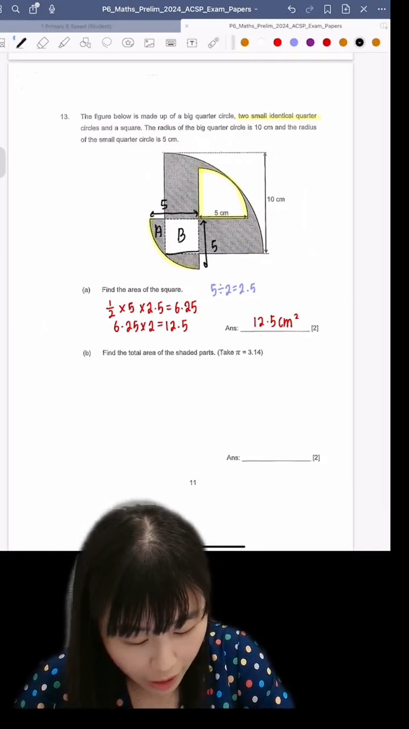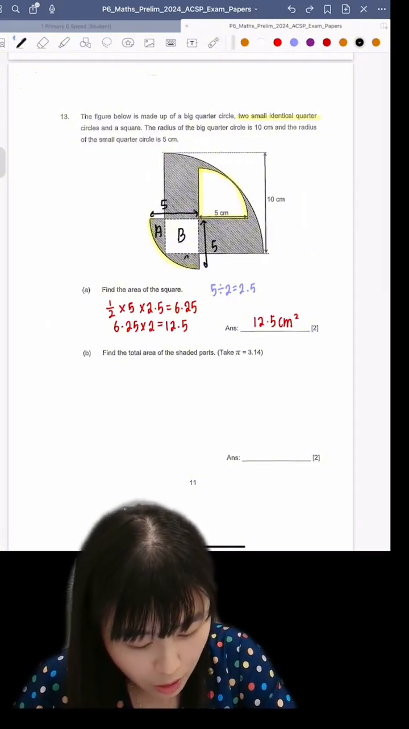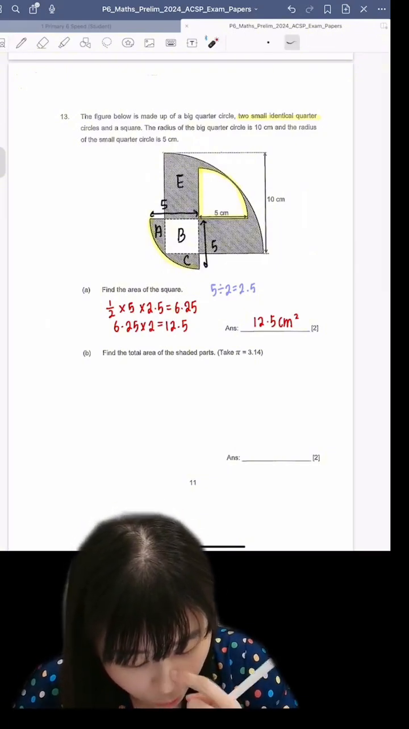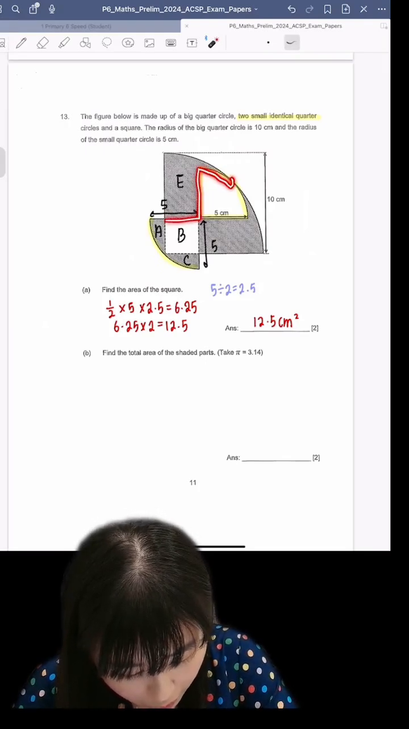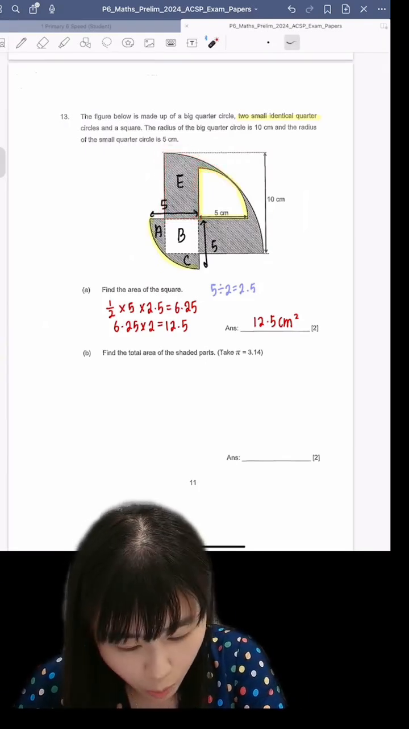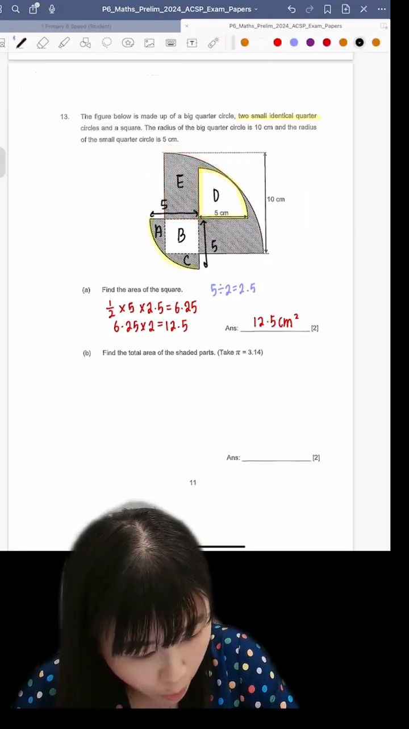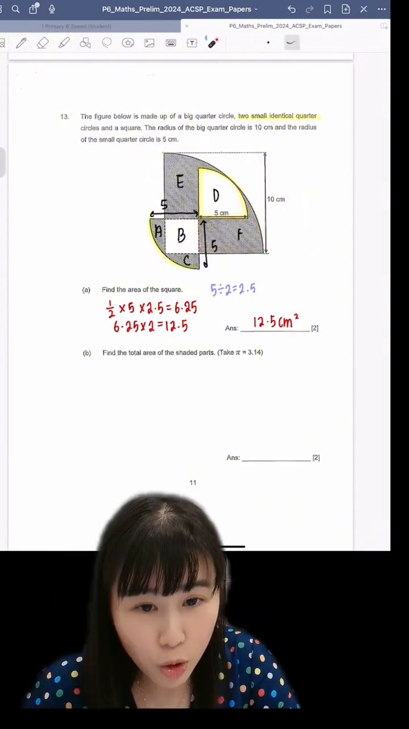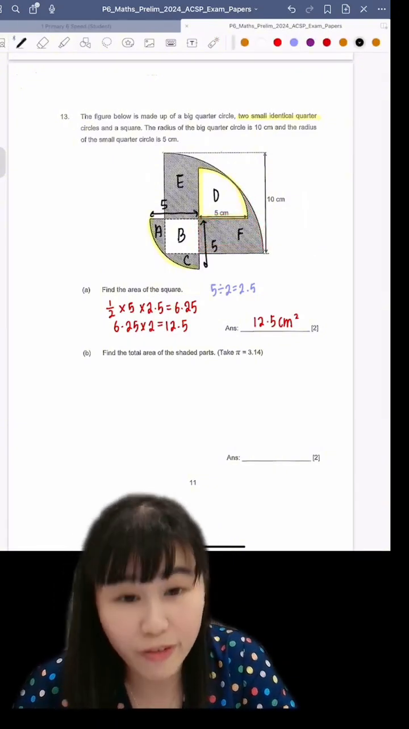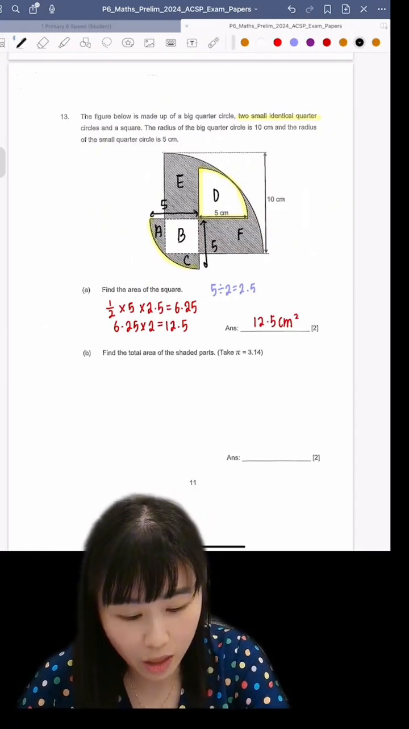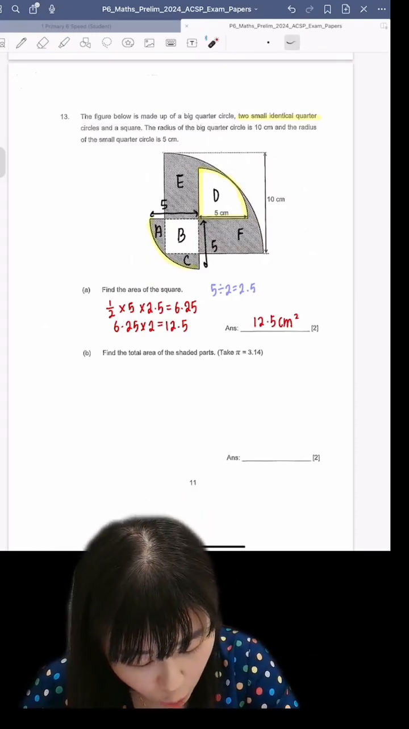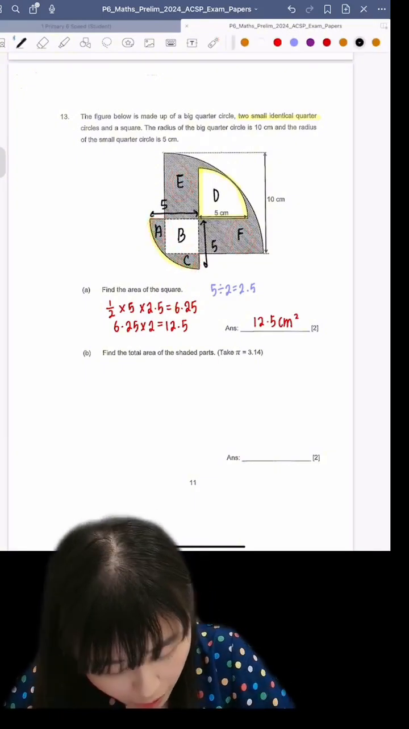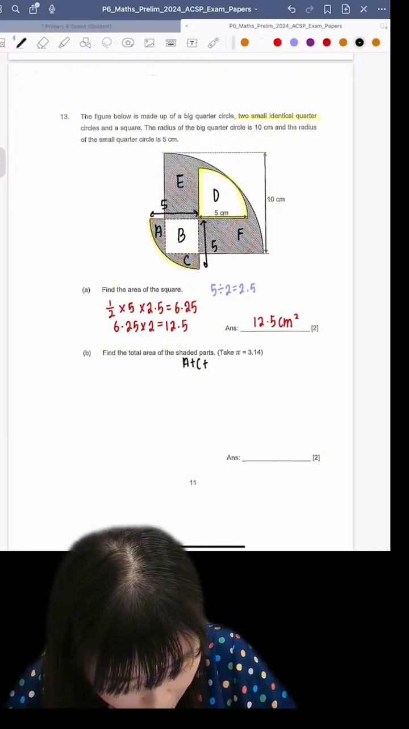This part I will just put as C. Then E here, something like this. And then I will put D, and then F. F is this one. Then I will try to make use of these alphabets to find whatever I can, until I get the remaining one which is what they want. They want the shaded parts, right? So they want A plus C plus E plus F.